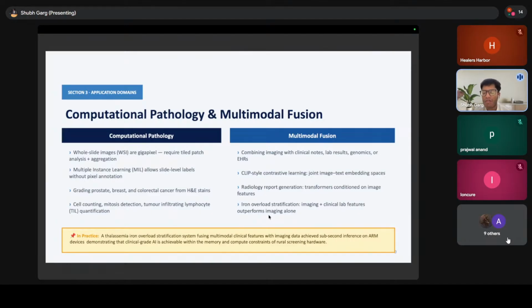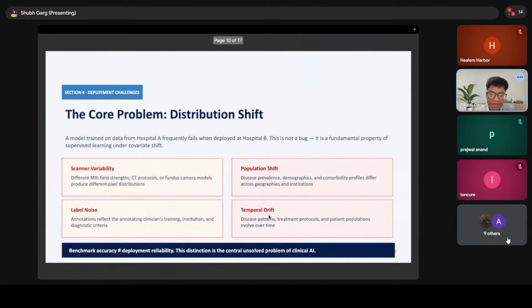As a practical illustration, I've built a thalassemia iron overload stratification system that fuses multi-modal clinical features with imaging data and achieved sub-second inference on ARM class devices. That's not a cloud deployment. That's a system that can run in a rural screening camp on a device that costs a few hundred dollars. That kind of accessibility engineering, in my view, is as important as the model accuracy itself.